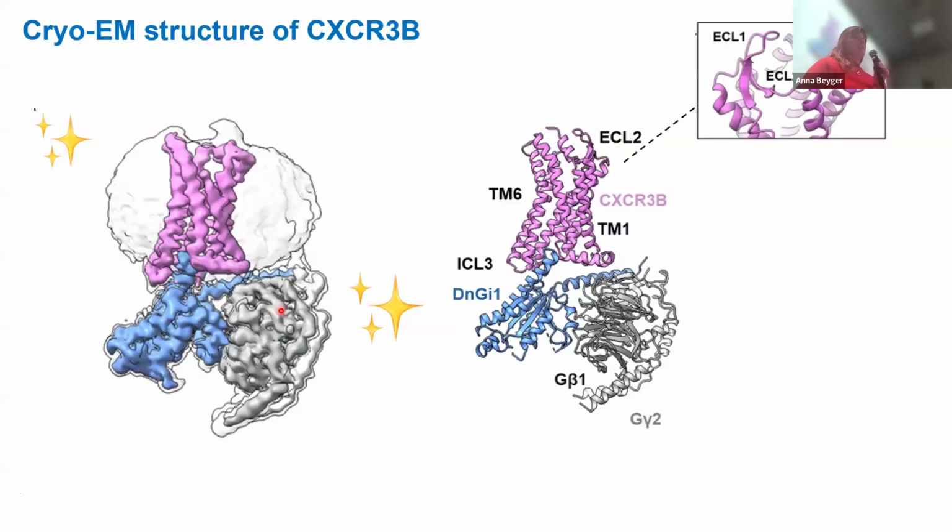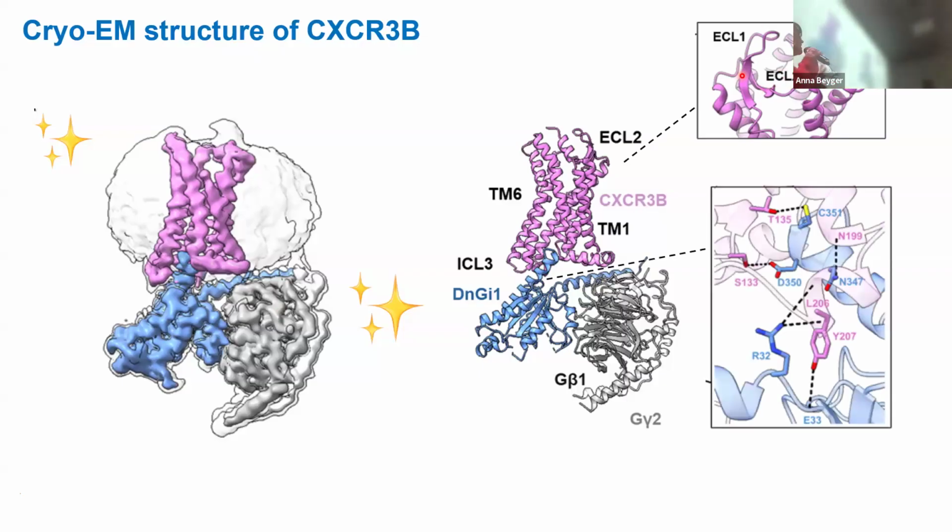And what we saw is we could model the extracellular loops, which are quite flexible. I saw this canonical beta-hairpin shape in extracellular loop 2. And also, when I looked closely at the G protein interface, I saw 6 hydrogen bonds that stabilize the G protein and the receptor together.